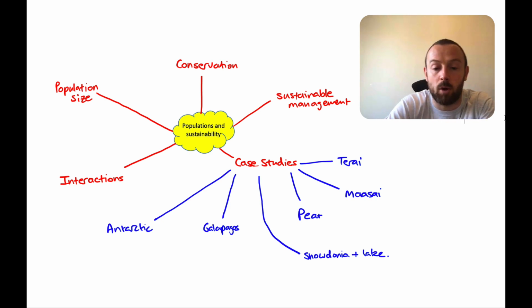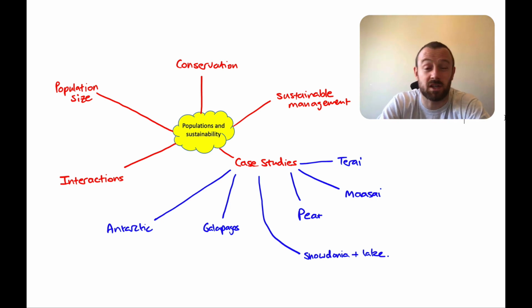We're going to be running through populations and sustainability, which is module 6.6 from the OCR A-level biology syllabus. And if you're watching this in 2022, this is on the advanced information. I didn't think I was going to be able to get this done before your exam, but quite a few of you have been requesting it, so I've managed to make some time.